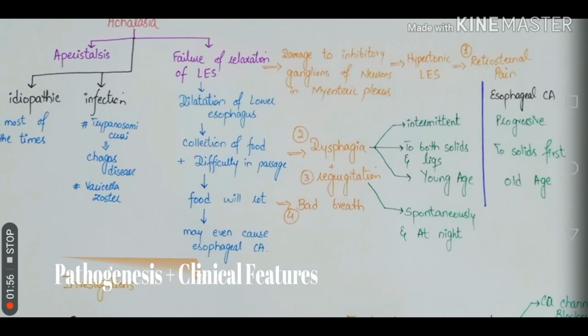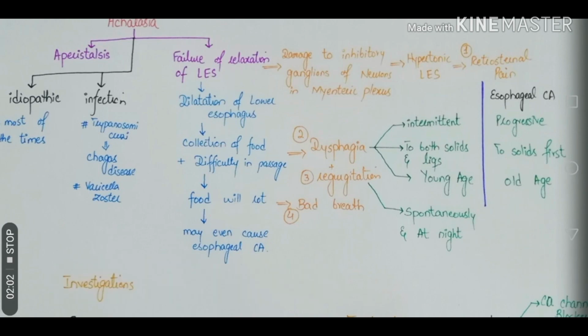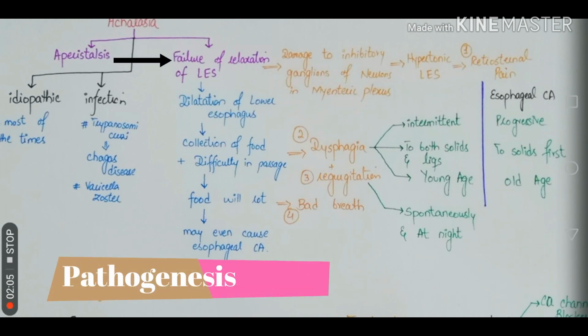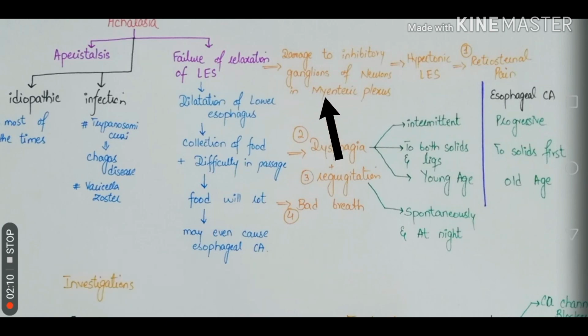Now let me incorporate the pathogenesis with the signs and symptoms of achalasia. Talking about pathogenesis, failure of relaxation of lower esophageal sphincter is because of damage of the inhibitory ganglion neurons in the myenteric plexus. Now this will lead to absence of relaxation of the lower esophageal sphincter on the passage of food, which will lead to the second part of definition, that is aperistalsis of esophagus. Now this will cause hypertonic lower esophageal sphincter that will present in the form of retrosternal pain.